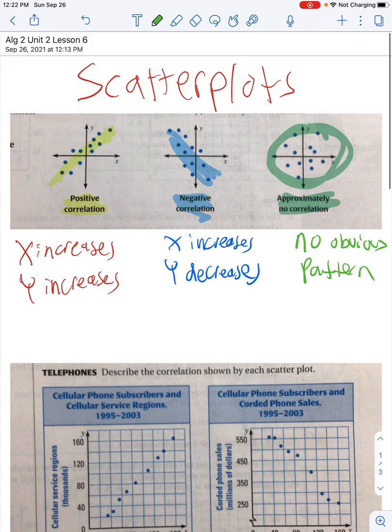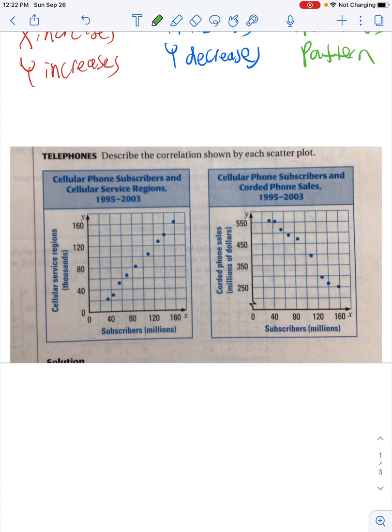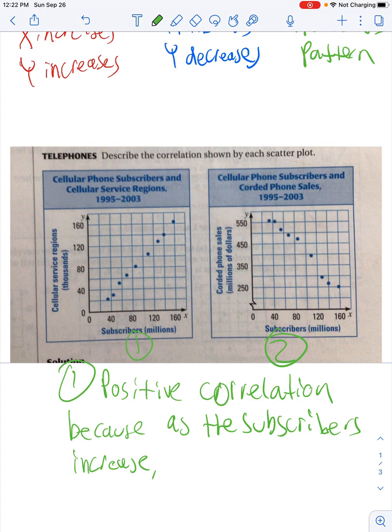So let's look at an example. If I look at, again, the cellular phone subscribers and cellular service regions, I don't have to necessarily have an exact number, but in my first graph right here, number 1, and we'll call this one number 2, in my first graph, I would say that it has a positive correlation because as the subscribers increase, and again, that's in millions, the cellular service regions increase as well.